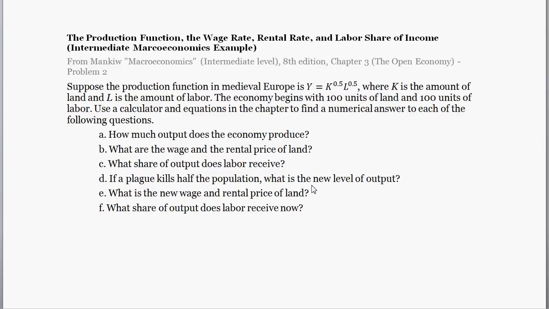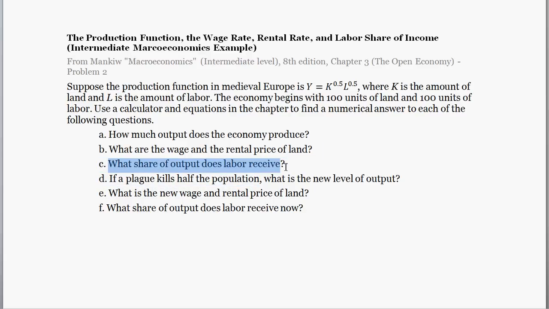In this question, we're given a production function, this guy right here, and we're given some values for K, capital, technically land in this question, but it's basically capital, and we're given a value for L, labor, and then we're going to take that production function and find out total output. We're going to find out the real wage rate, the rental price of land, and then we're going to find out the share of output that goes to labor.